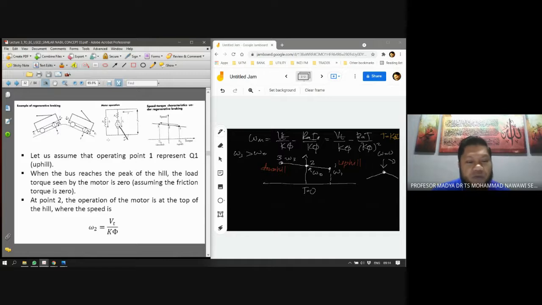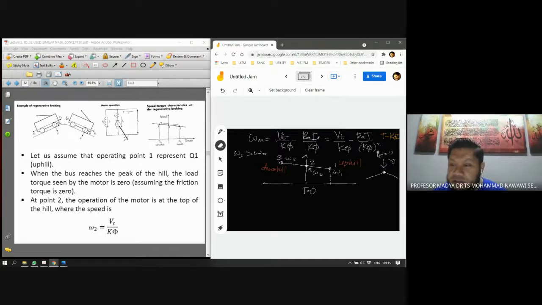At point 2, the operation is at the top of the hill. So here we have torque equals to 0. This is also the point where you have torque equals to 0. It's not speed, but the torque. Sorry, I made a mistake here. So this is not omega is 0, but rather torque equals to 0. This is the point we have, number 2.